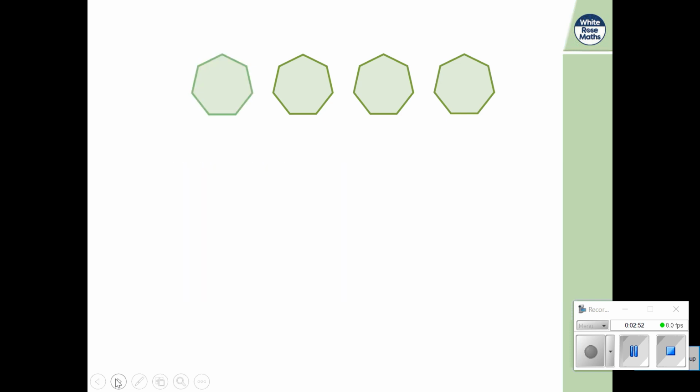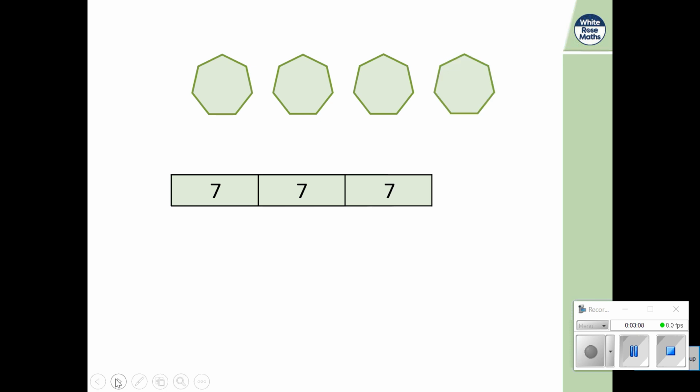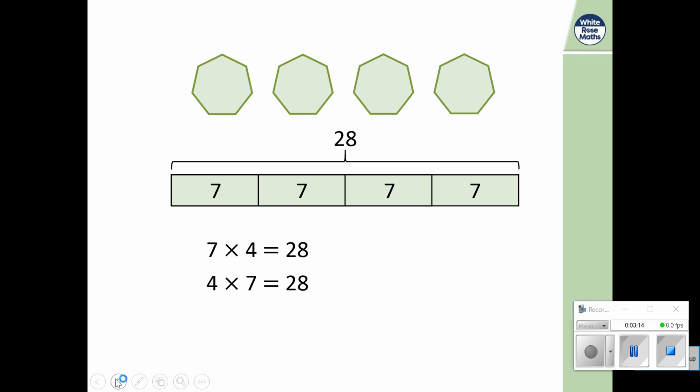Okay, so now moving on, we're going to show this as a bar diagram. There's a single bar which is the number 7 in, and then another one, and another, and another. Okay, so the whole bar is equal to 4 times 7, which is 28. So 7 4s are 28 and 4 7s are 28.